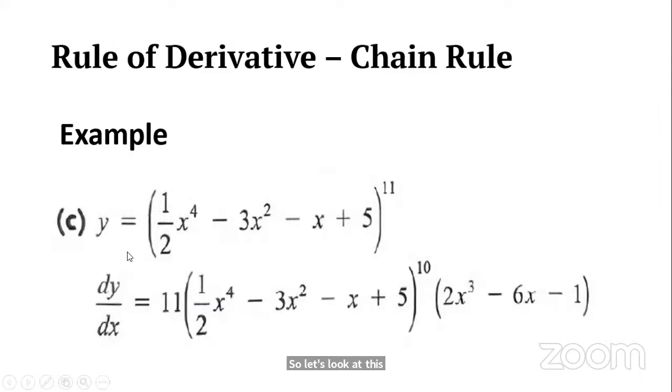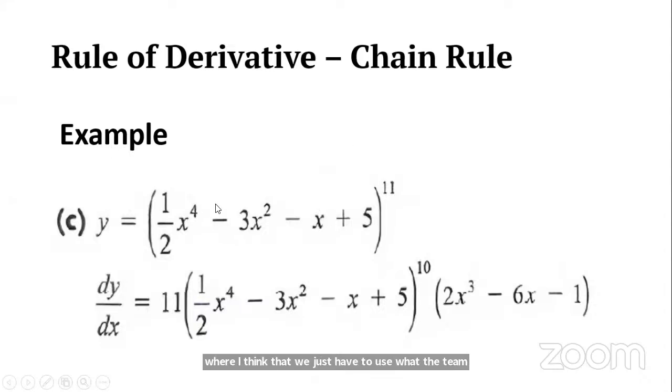Take this example. y is equal to (1/2 s exponent 4 minus 3s squared minus s plus 5), all into bracket exponent 11. We can see here that the power is high, 11. If you want to do this normally and show all the steps, I think you would use more than 10 A4 sheets. So instead of doing too much work like that, we just have to use the chain rule for this function.